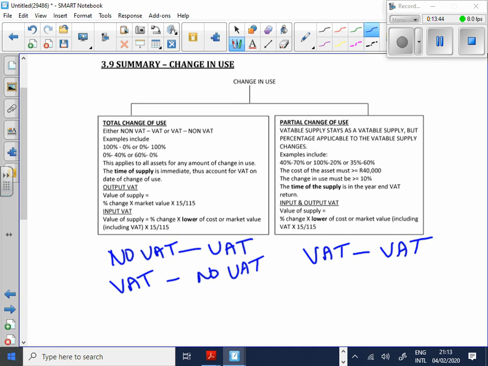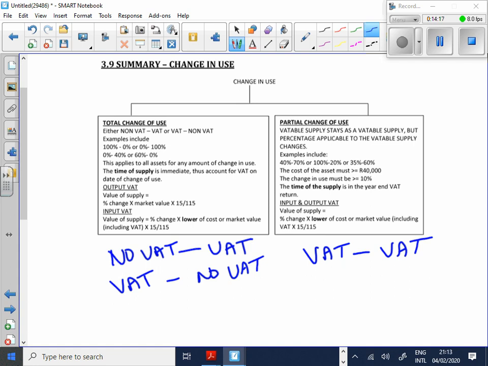Is that cool? So guys, what happens if you go from 0% VAT to 40% VAT? So all of it is residential, but now I'm using floors 2 and 3 as a hotel, which is VATable, and I'm using the other floors as residential. 0 to 40 is what? It's a total change, because I'm going from no VAT to VAT. That's the one that in exams causes trouble, because people seem to think it's a partial change, and it's not.